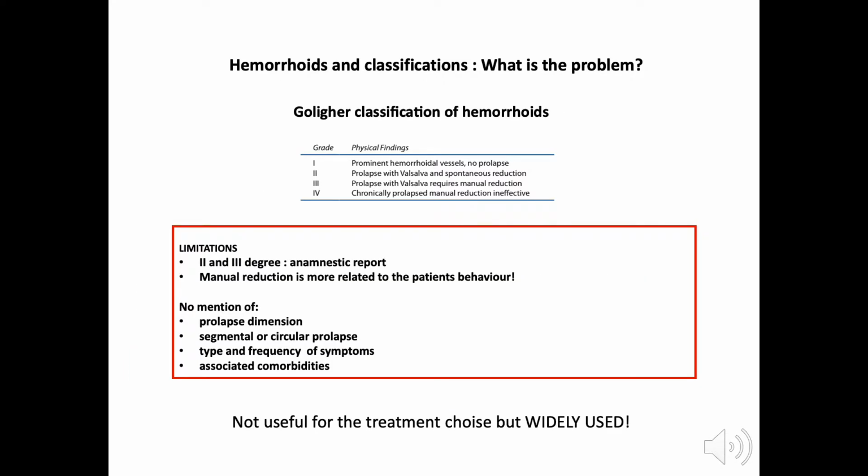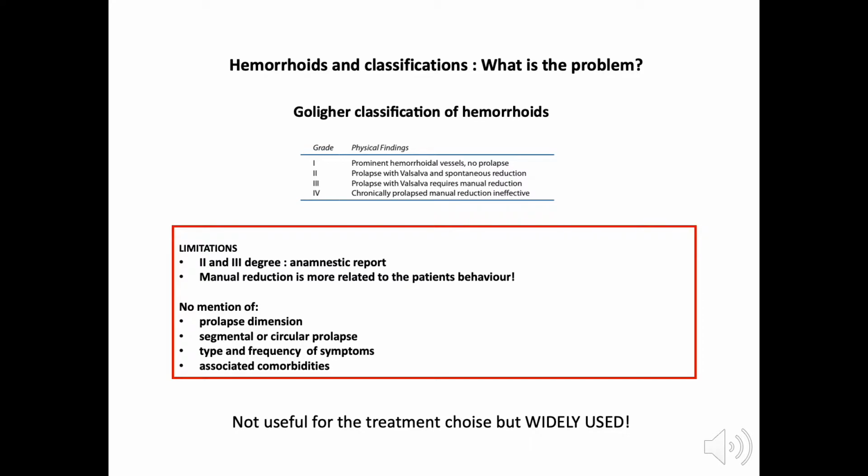The Goligher classification of hemorrhoids is the most important classification present in the literature, but there are some limitations. It has four degrees: first degree, no prolapse and prominent hemorrhoidal vessels; second degree, prolapse on Valsalva with spontaneous reduction; third degree, with manual reduction; and fourth degree, with manual reduction ineffective or impossible.